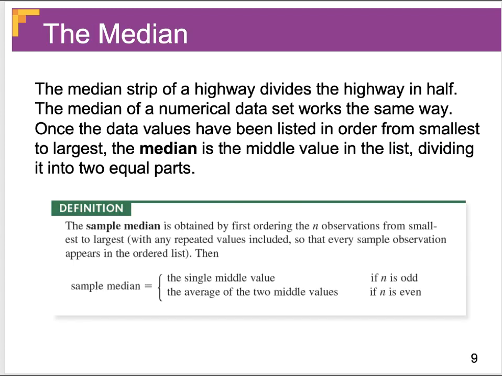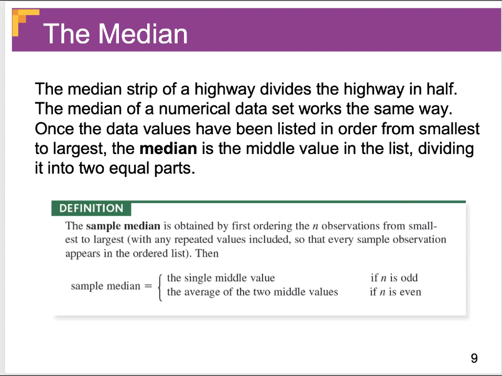The way that you calculate a median is you find the middle value of the distribution. A way that you can remember that is the median strip of a highway is what divides a highway in half. And the median for a numerical data set is going to be exactly the same. We do have two different rules based on the number of observations in our sample set. If n is odd, you're going to pick the exact middle value, but if n is even, you're going to average the two middle values.